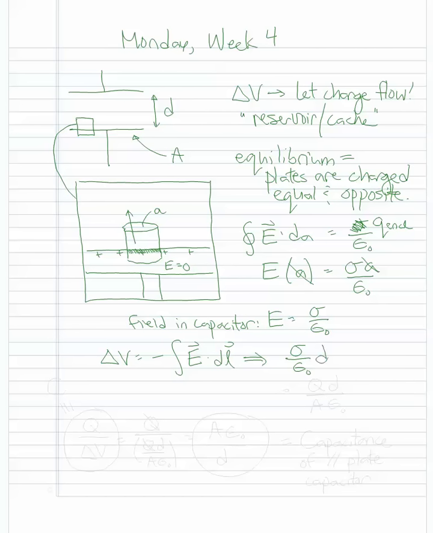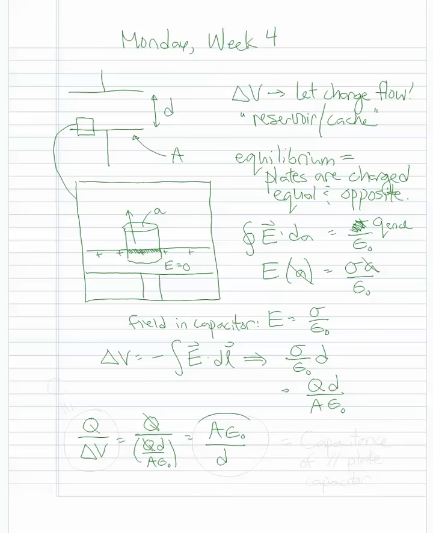Okay. So that's pretty straightforward. And so I can go even farther, and I can rewrite this as Q D over A epsilon naught. I've expanded this charge density into a Q and an area because the question that was asked is what is the ratio of that Q to the delta V? And I find that Q over delta V is Q over Q D over A epsilon naught. The Q's cancel, and I'm just left with A epsilon naught all over D.